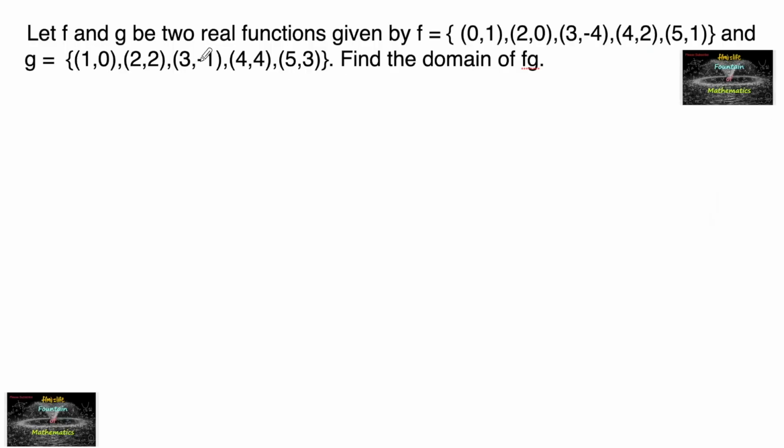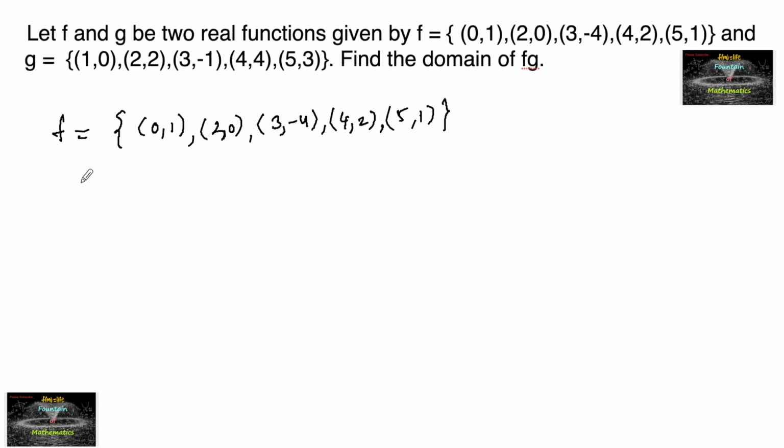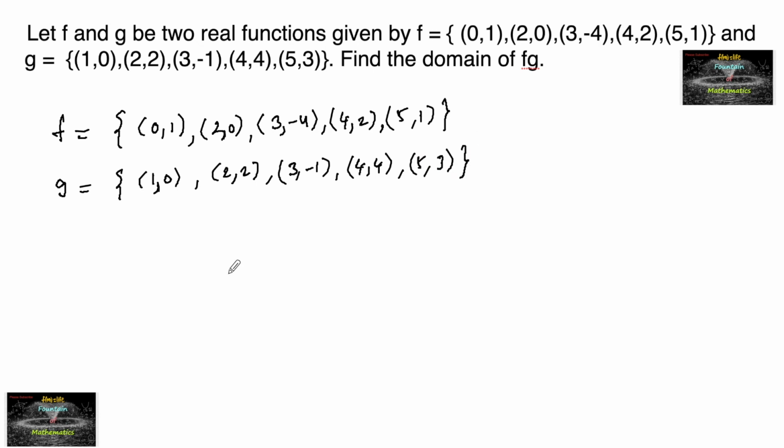Let f and g be two real functions given by f is equal to (0, 1), (2, 0), (3, minus 4), (4, 2), (5, 1), and g is equal to (1, 0), (2, 2), (3, minus 1), (4, 4), and (5, 3). Then find the domain of the function f into g.